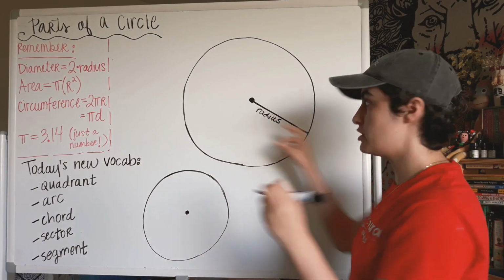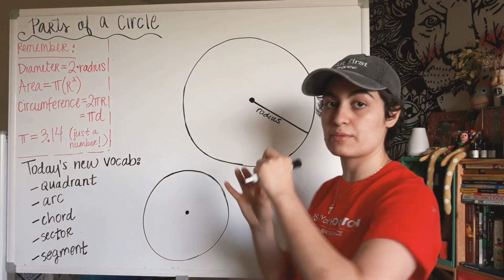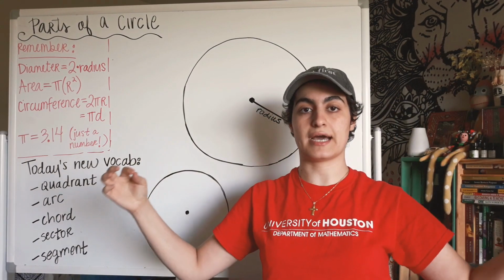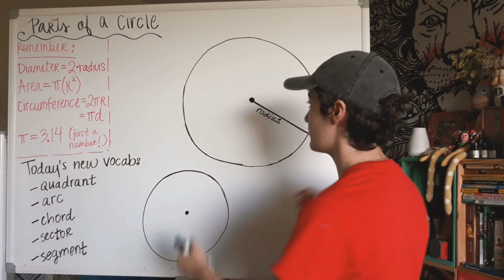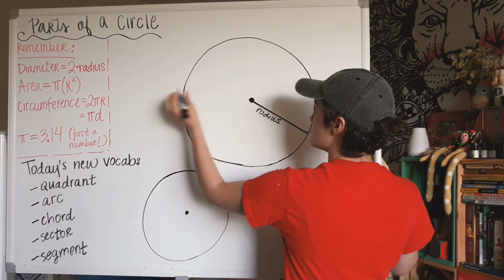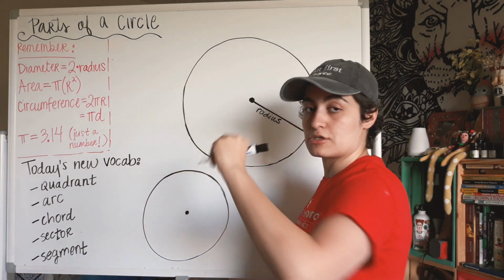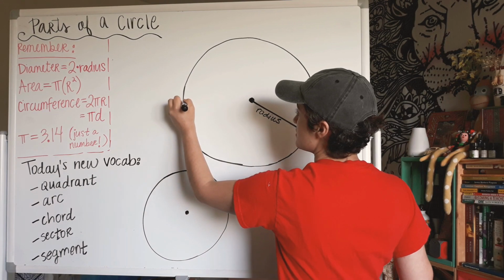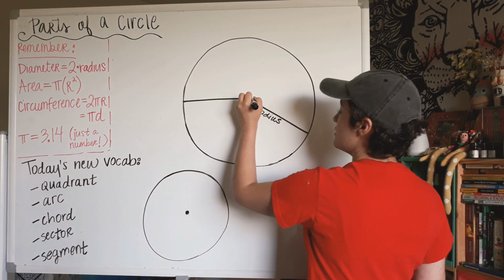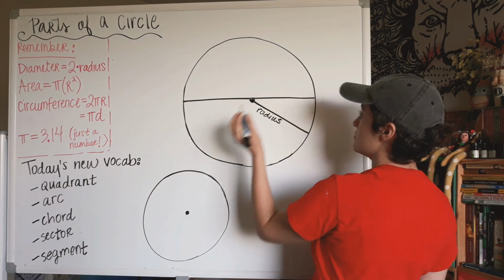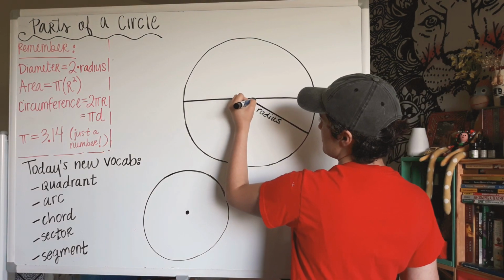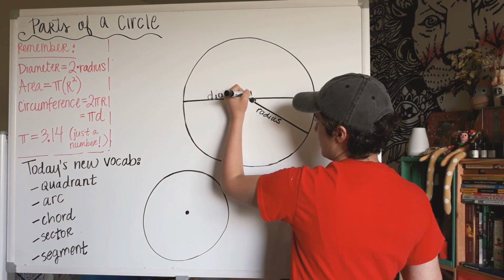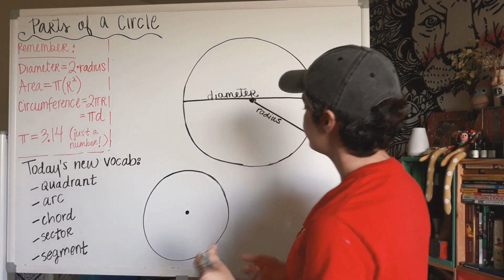Now I'm going to do a diameter. So the diameter, remember, is the exact cutting the whole circle in half. You can start on any edge, so I'll start here. Go straight, and then keep going. This is your diameter.